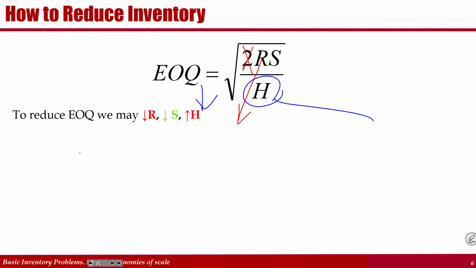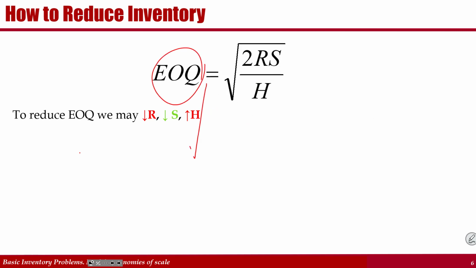Increasing H means we need to say, people, please come and steal our product, please come and destroy it. Under those situations, H goes up, and no sane person wants to do that. If you want to reduce EOQ by changing one of these parameters, the only thing is S. We need to reduce S.